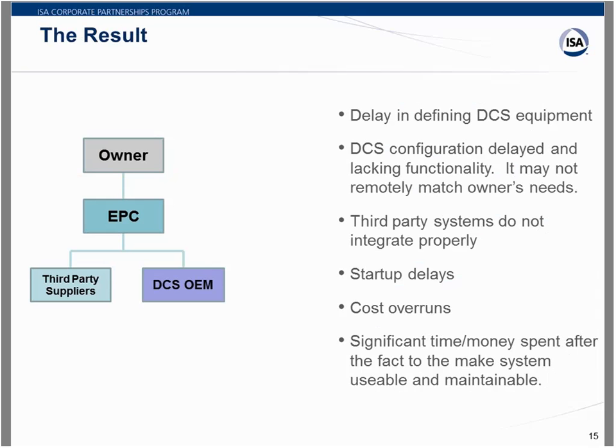Your third-party systems may or may not integrate with the controls. They may not talk at all. They may not even be able to talk. You get startup delays, you get cost overruns, and in the end, having been a plant guy and lived in the plant, I can absolutely tell you that in the end, when all is said and done and everybody walks away, you end up spending significant money after the fact to make the system usable and maintainable.